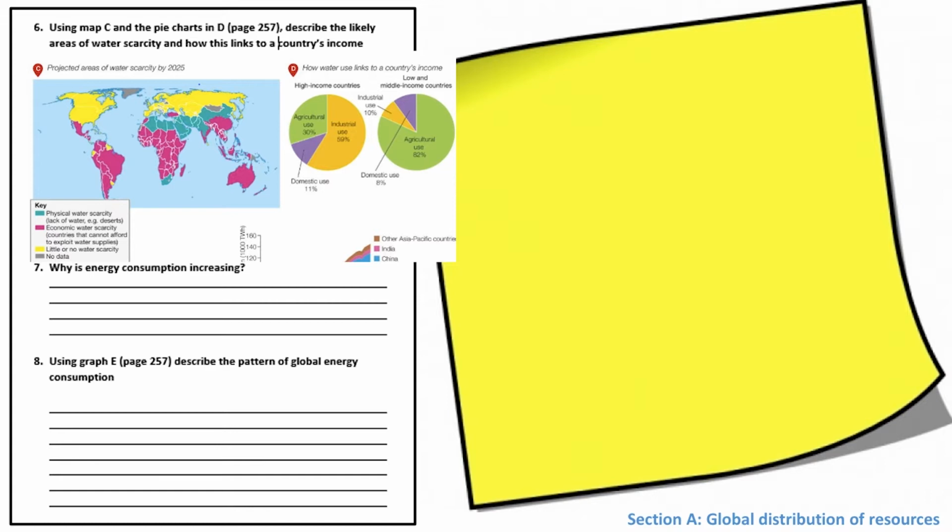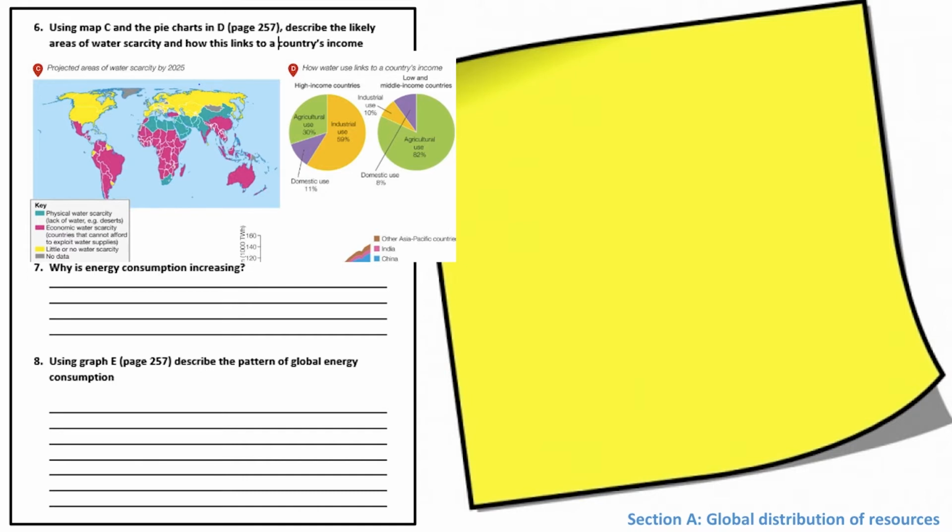Let's make a start on question 6 and see how we go. So take a look at the map and just take some time to think about what is it showing me, and do this in the exam as well. It's really important that you take 15 to 20 seconds to see the map and think, what is that about? So it says at the top, it is projected areas of water scarcity by 2025. That word scarcity means that by 2025, water is going to be hard to find.